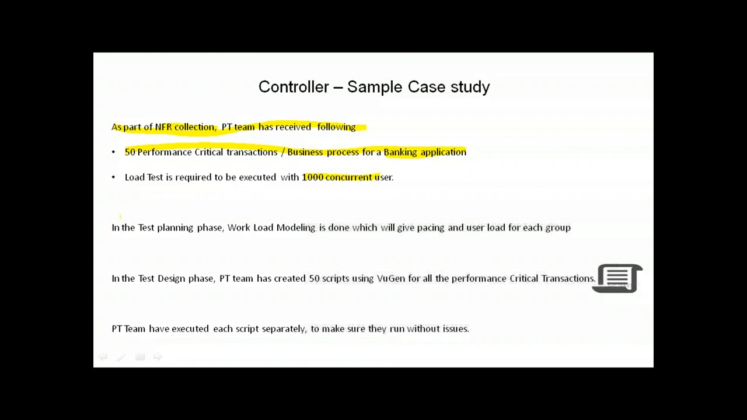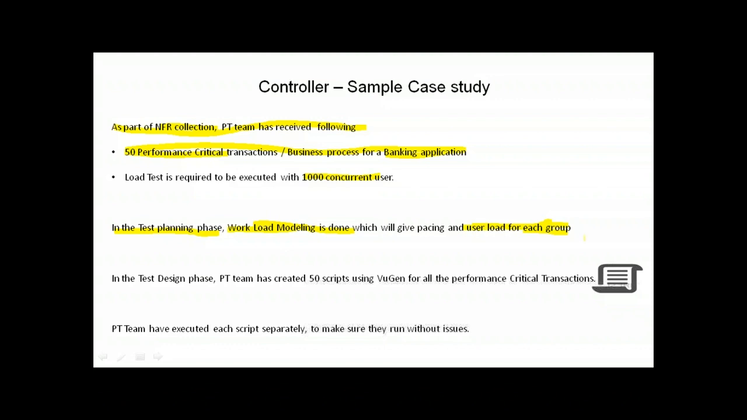Okay, so in the test planning phase, workload modeling is done, which gives the pacing and user load for each group. In the controller, each script that you upload will be a group. Now we have 50 scripts, so obviously there will be 50 groups. You need to know how many users need to be assigned to each group. This workload modeling will give you that information for each group.